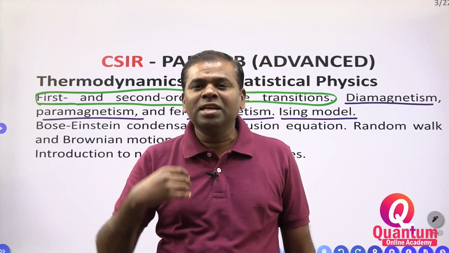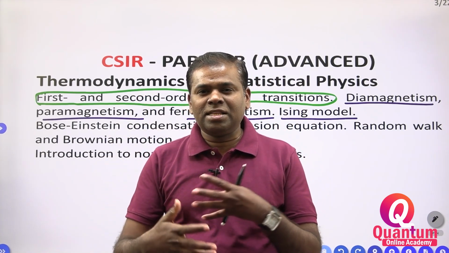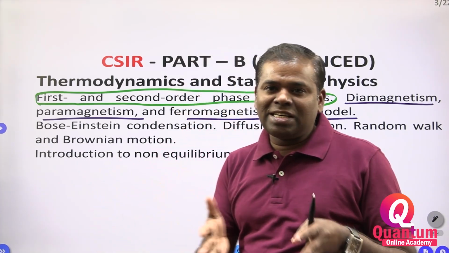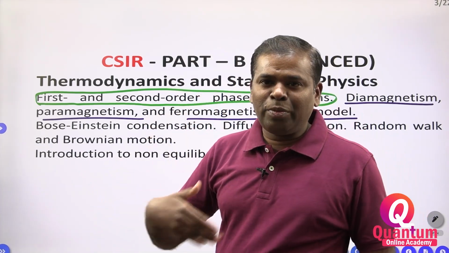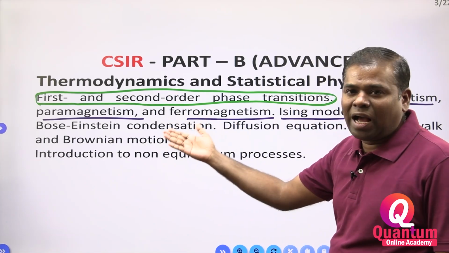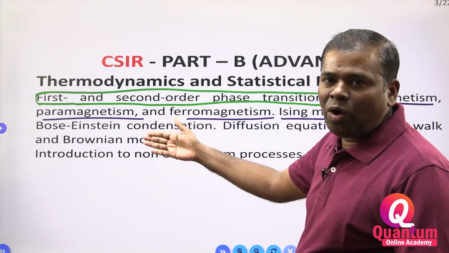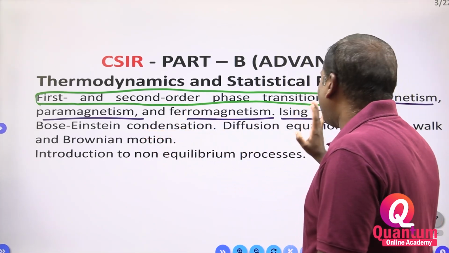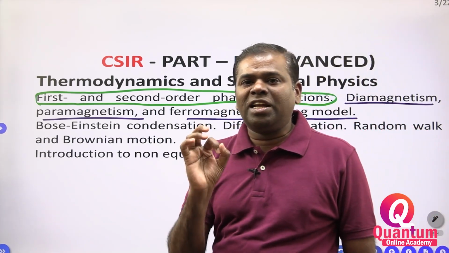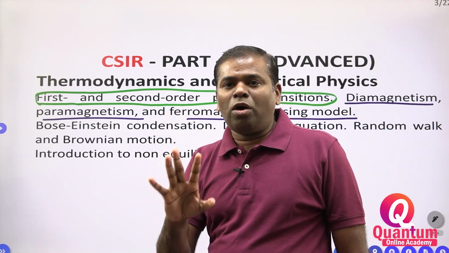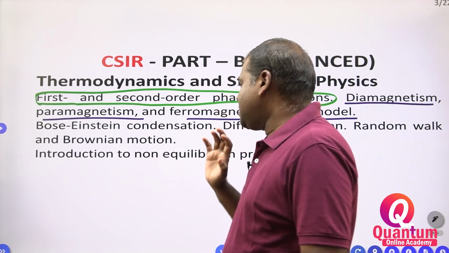Such type of material, diamagnetic material, based on the susceptibility, we have to distinguish these materials. Permeability, susceptibility, all things we have to learn. Curie temperature, all those things we have to discuss here. Ising model is very, very important. Compulsory one question will come, surely, in your competitive exam, CSIR exam, Ising model.